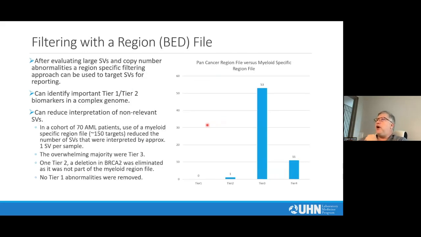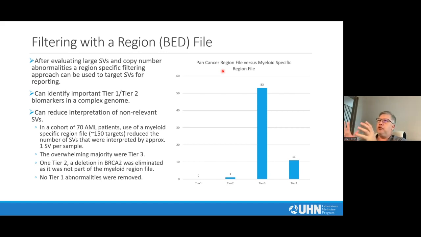We're using the region file, so I want to talk very briefly about that as well. After evaluating large structural variation and copy number abnormalities, we use region-specific filtering to target SVs for reporting. What we really want to do is detect those tier 1 and tier 2 biomarkers, especially in the context of a complex genome. And so we tested two approaches. One approach was using a pan-cancer region file.